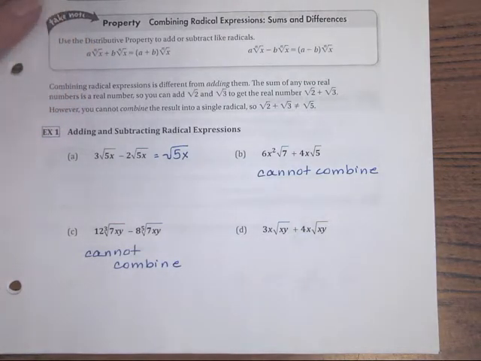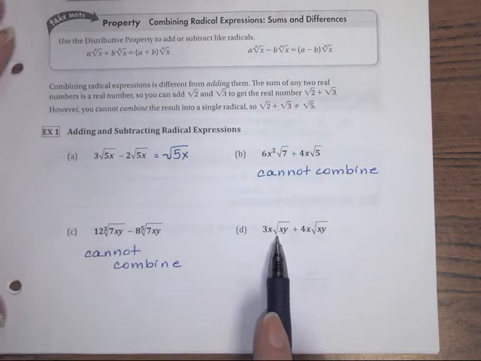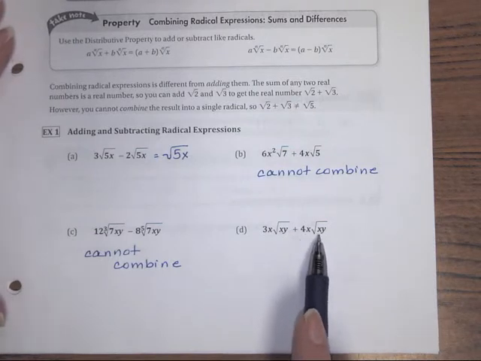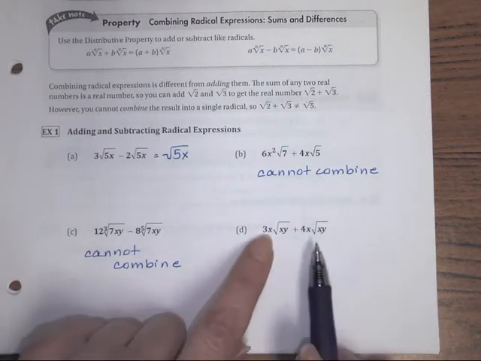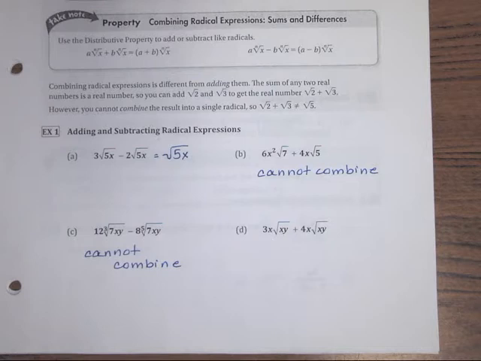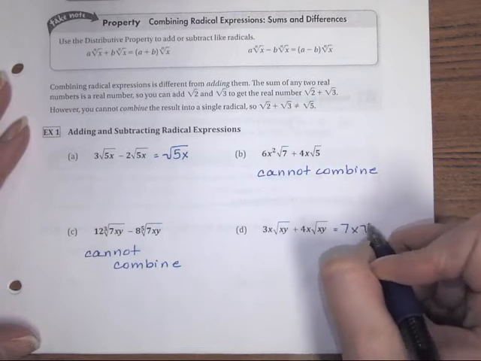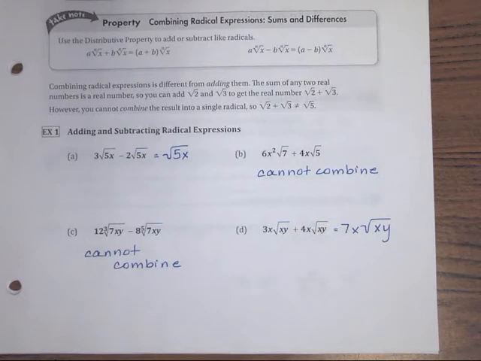And our last example, example D, I've got 3x square root of xy plus 4x square root of xy. Are those like radicals? Yes, they are like radicals. So we can add their coefficients. What's 3x plus 4x? 7x. So 7x square root of xy.